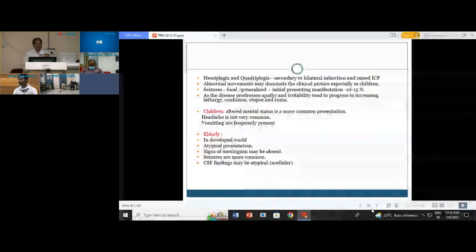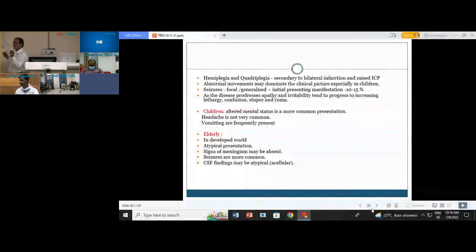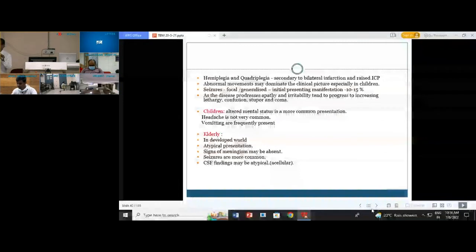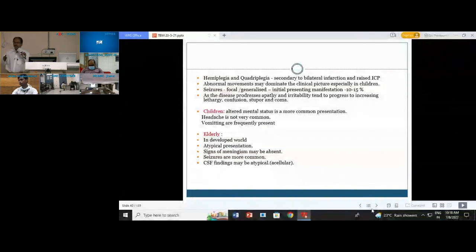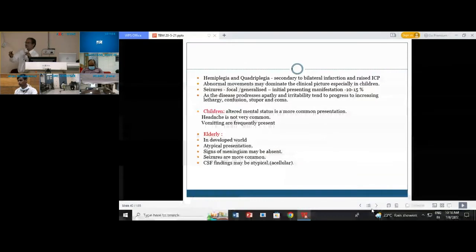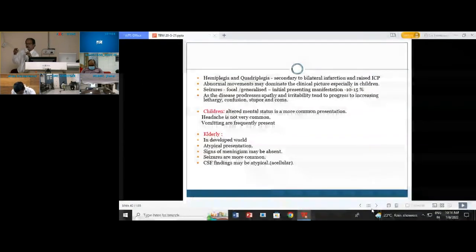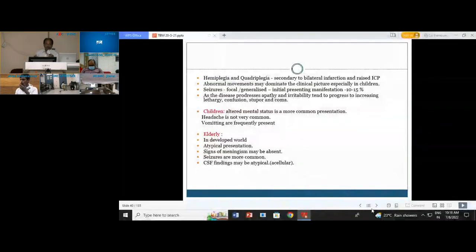Abnormal movements may dominate in a child. A child presenting with any involuntary movements, always suspect tuberculosis meningitis. Say the child has fever, headache, with choreiform movements: semi-purposive, abrupt, brief, rapid, jerky, involuntary, irregular distal movements. They get a movement like this, they don't know what to do. So any child presenting with sudden onset chorea or choreoathetosis, hemiparesis, especially with fever and headache, suspect tuberculosis meningitis. Abnormal movements, seizures, and the disease progresses to apathy, irritability.